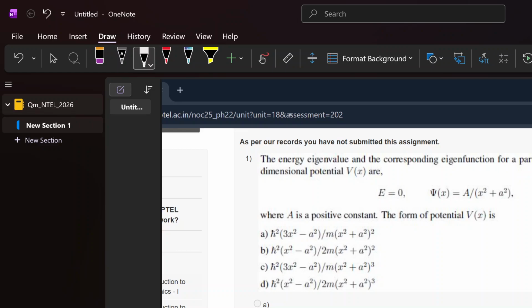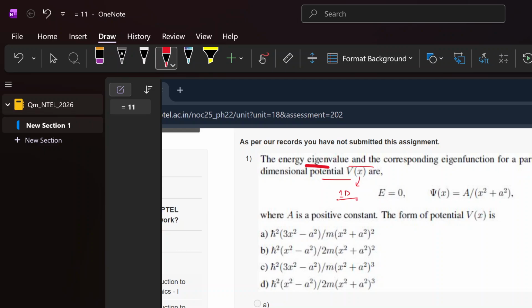So the first question is basically a quantum mechanical eigenvalue and eigenfunction sort of problem, right? The energy eigenvalue and the corresponding eigenfunction for a particle of mass m in one-dimensional potential V(x) is given to you. So you have a particle of mass m experiencing a potential which is also one-dimensional, the simplest case to solve, and in the presence of this V(x) potential, you are asked to find something.